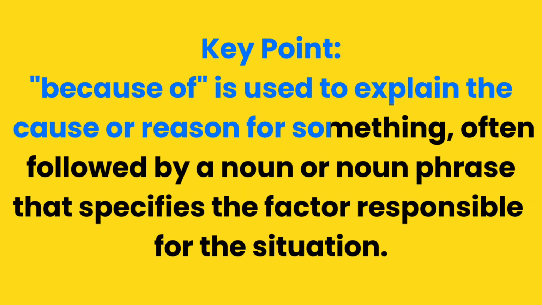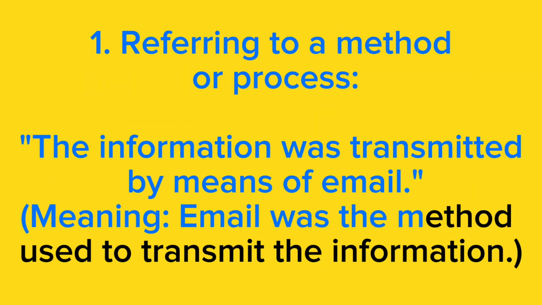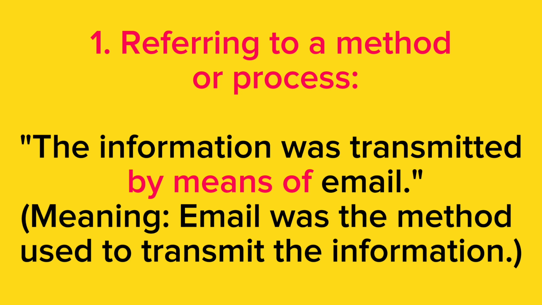Key point. Because of is used to explain the cause or reason for something, often followed by a noun or noun phrase that specifies the factor responsible for the situation. By means of. The phrase by means of is used to describe the method, tool, or process used to achieve something. It highlights the way or method through which an action is performed or a result is achieved. Examples. 1. Referring to a method or process. The information was transmitted by means of email, meaning email was the method used to transmit the information.